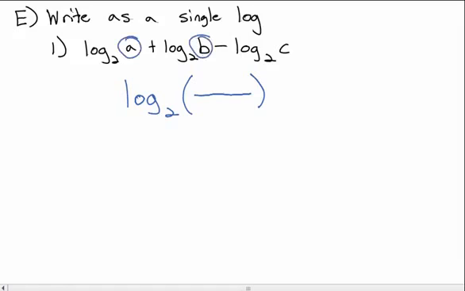So the a and the b are positive. Added together, they get multiplied in the numerator. The c is a negative log, and so that's going to end up in the denominator. We can compact log a plus log b minus log c together into log of a times b divided by c.